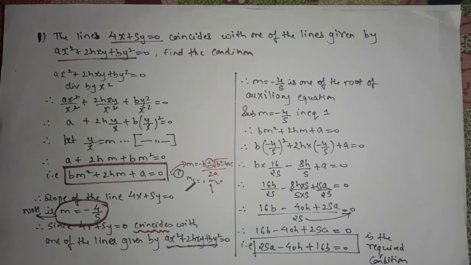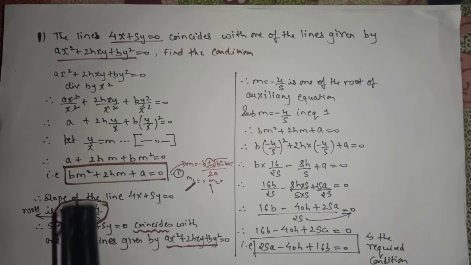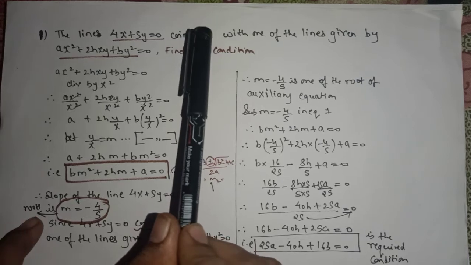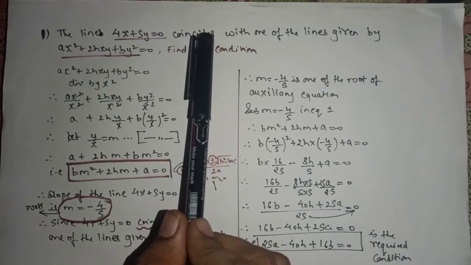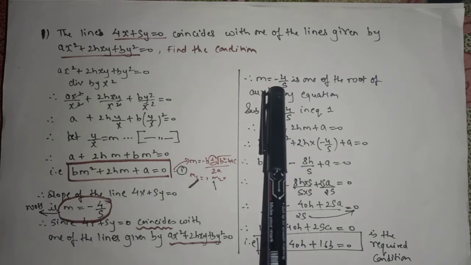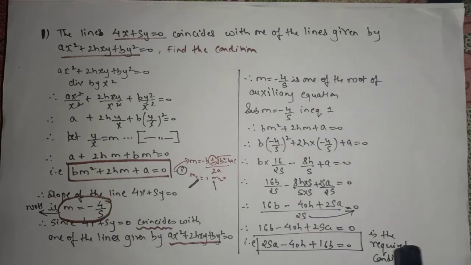So the first step is you convert the given quadratic equation into the auxiliary equation, and we know that the lines are either coincident or perpendicular. If it is coincident, that means parallel, you will keep the slope as it is. When it is perpendicular, you take the reciprocal of the value with the opposite sign. As we know that m here is a root, we'll substitute the value of m in equation number 1 to get the required condition.